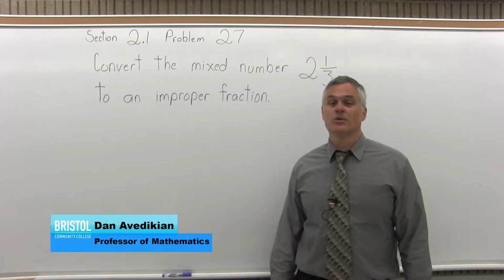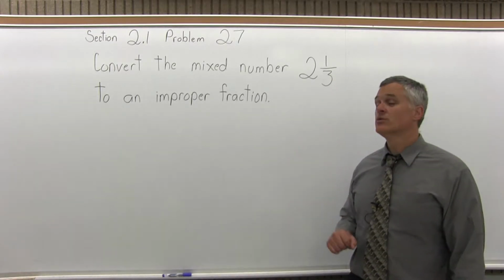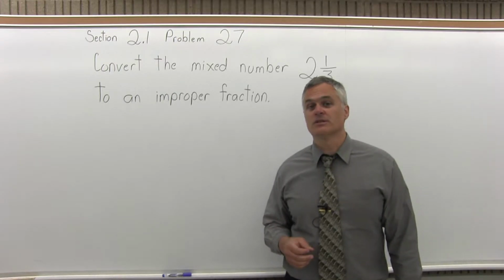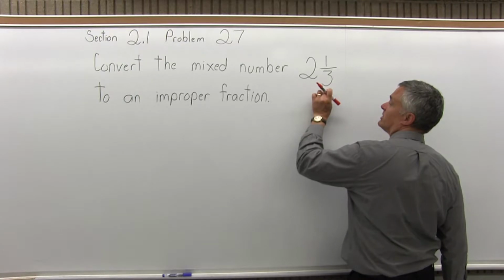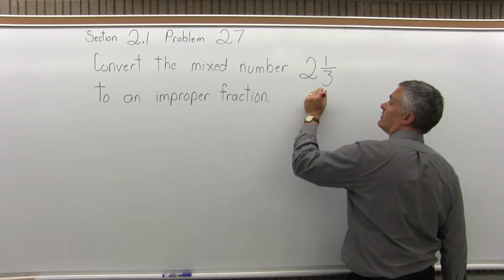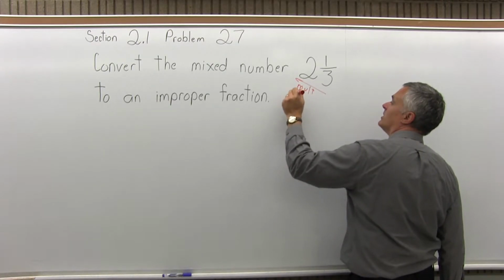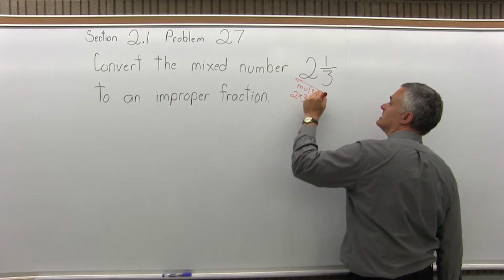This is Section 2.1, Problem 27. It says convert the mixed number 2 1/3 to an improper fraction, or in other words, a fraction that has a larger numerator than it does a denominator. So to do that conversion, what we need to do is multiply the denominator times the whole number in front. So coming up, we will multiply, and we multiply 2 times 3, which is 6.